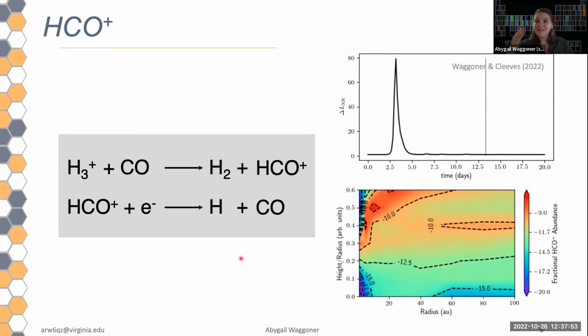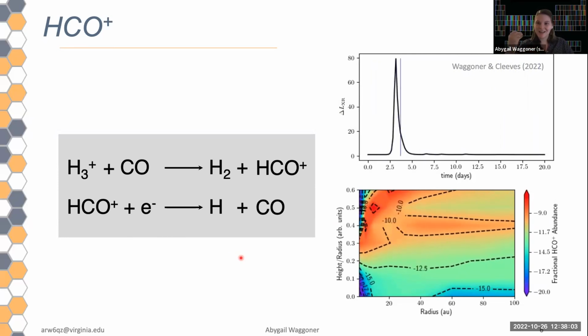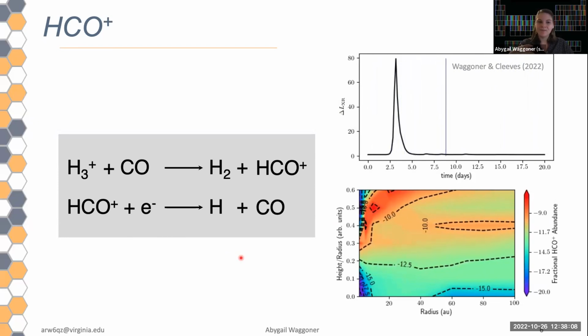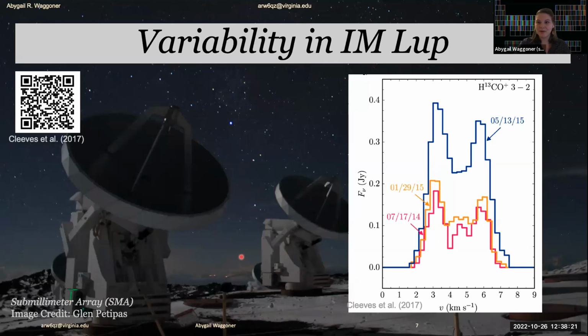Now, as you're already seeing, the HCO plus is slowly falling back down in abundance, and that's because this molecule is short-lived, meaning it will snag an electron within the environment and fall back apart to reform carbon monoxide. So this species is a really good flare tracer within protoplanetary disks. And actually, we can observe this occurring, and we have done so within the IM Lup protoplanetary disk. Ilse Cleeves did so in 2017 when they observed IM Lup on 3 different occasions.